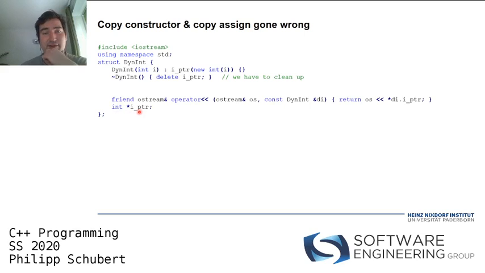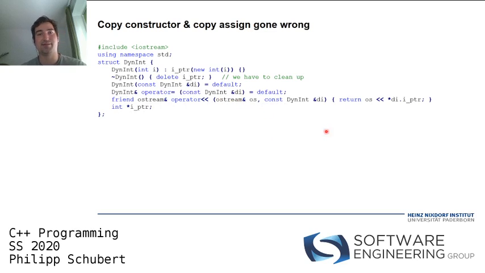Let's also have ourselves the output stream operator overloaded such that we can print the contents of the value that is stored in the heap memory pointed to by iptr. So sometimes it's really hard to even tell what's going on and what you mean, but that's the purpose. And now let's play the naive game and let's just default the copy constructor. All right, and let's also default the copy assignment operator.